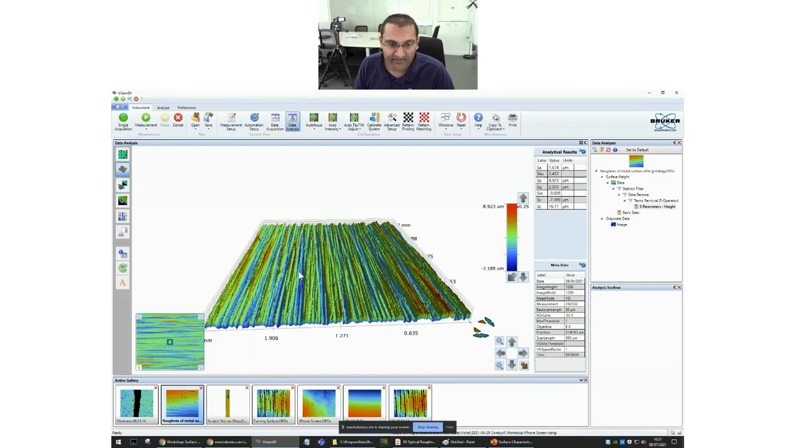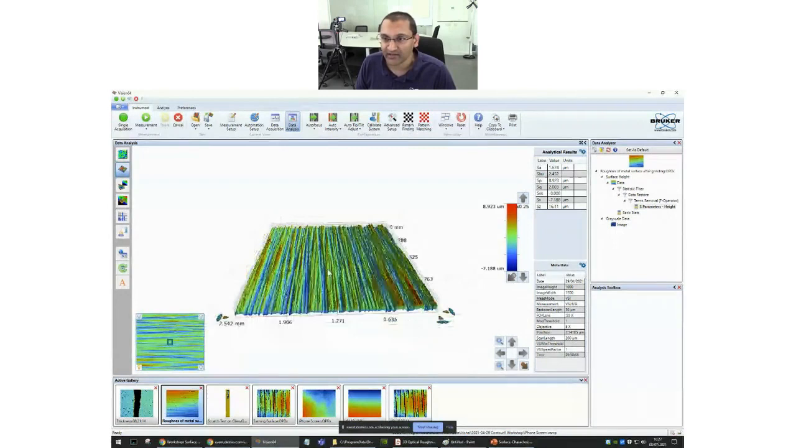And then is there any chance to measure a sample where the reflection of light back, let's say, is very poor, so maybe a dark matte colored finished sample? Yeah, you can do that. We have examples of measuring matte surfaces as well.